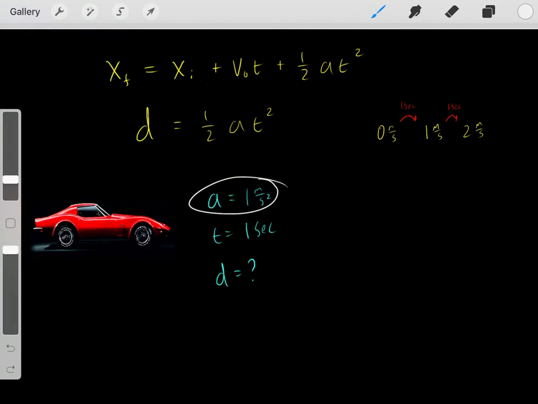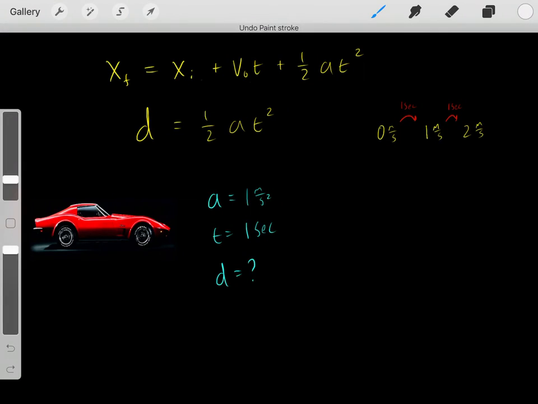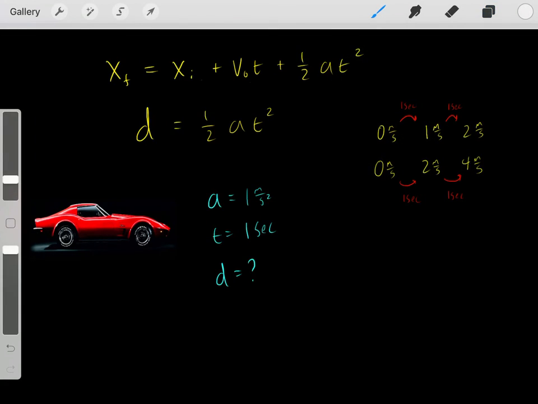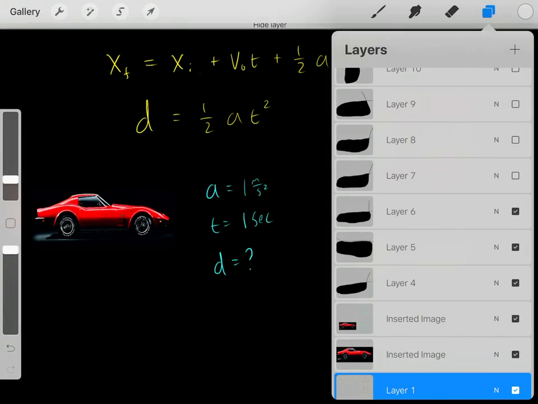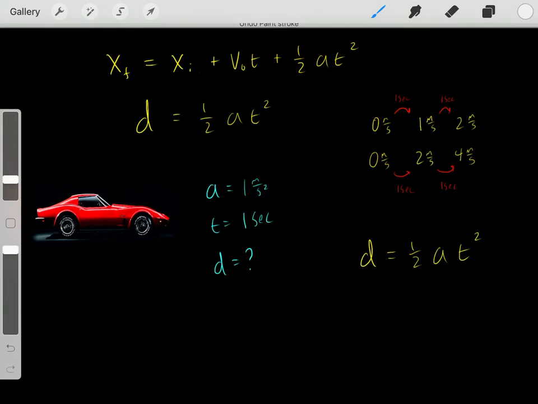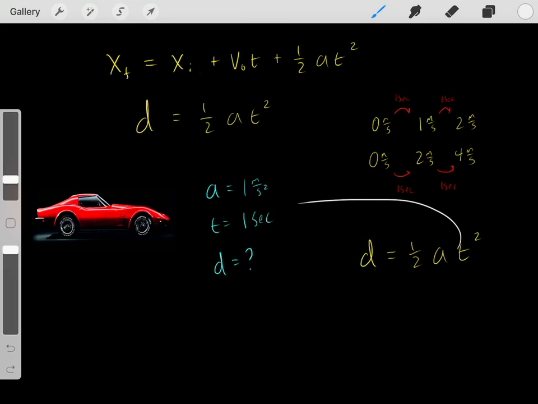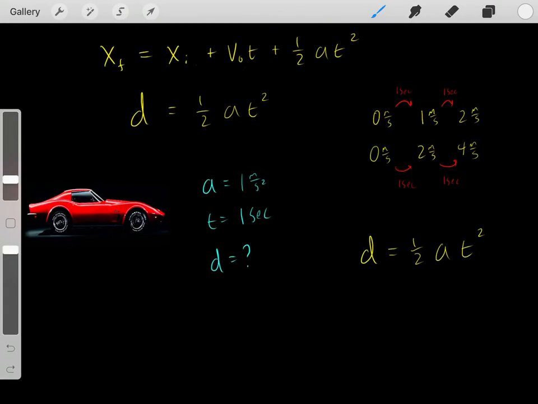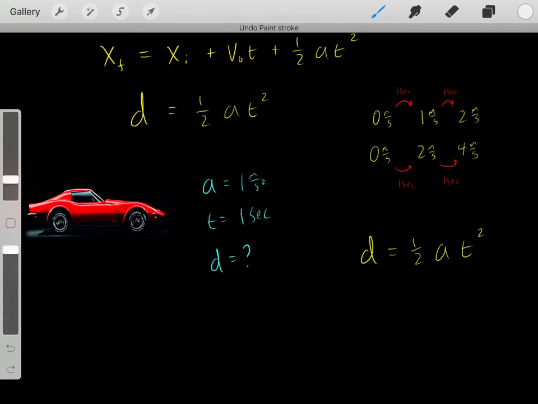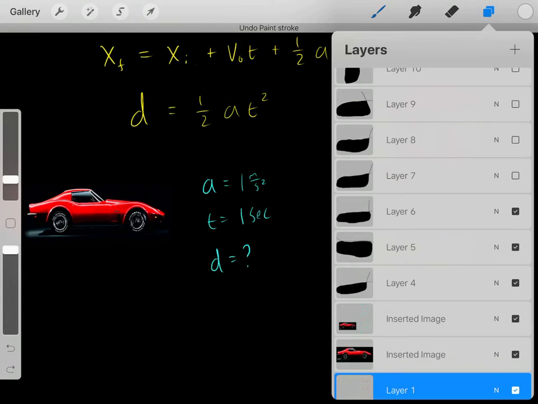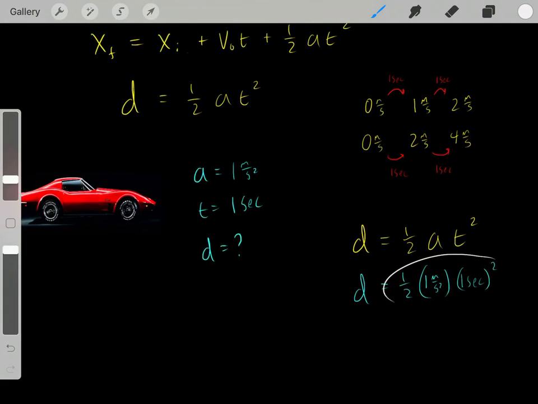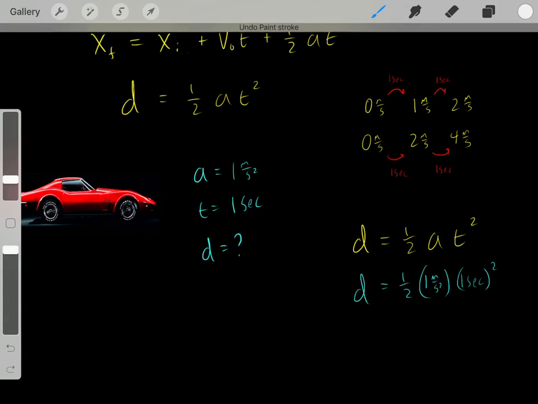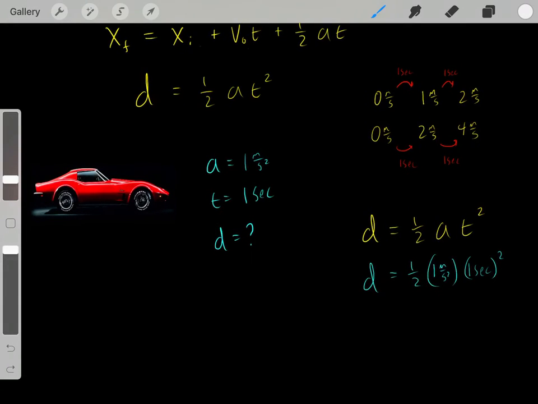So if we had a Corvette with this acceleration and it had that acceleration for 1 second, how far would it have traveled? What would be the distance it covered? Well, we can determine that using the simple displacement formula. The distance traveled by an object equals 1/2 times the acceleration the object had multiplied by the time it was accelerating for, squared. If we plug in all these terms and solve, we would get roughly 0.5 meters. So if we had a car with this acceleration accelerating for 1 second, it would travel 0.5 meters.